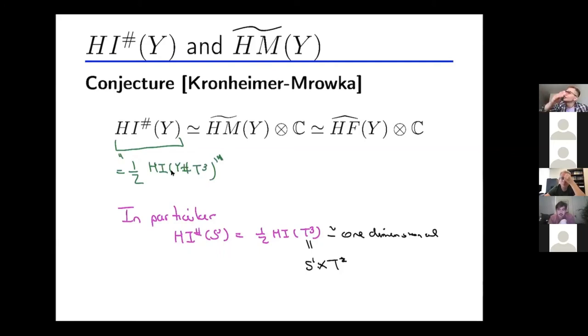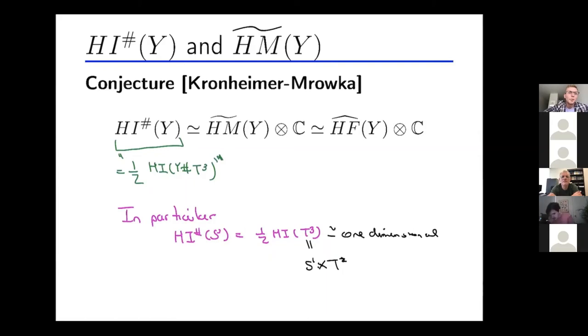And that group has an involution. I mean, it would have been Z mod eight graded. It has eight summands, but there's an involution. You just keep four of them. It's like the eigenspace of some U map or whatever. And so this is what I mean by one half of HI of Y connected sum T3. Okay, so what you need to know from what I have just said is that you define it by taking the connected sum with T3, okay?